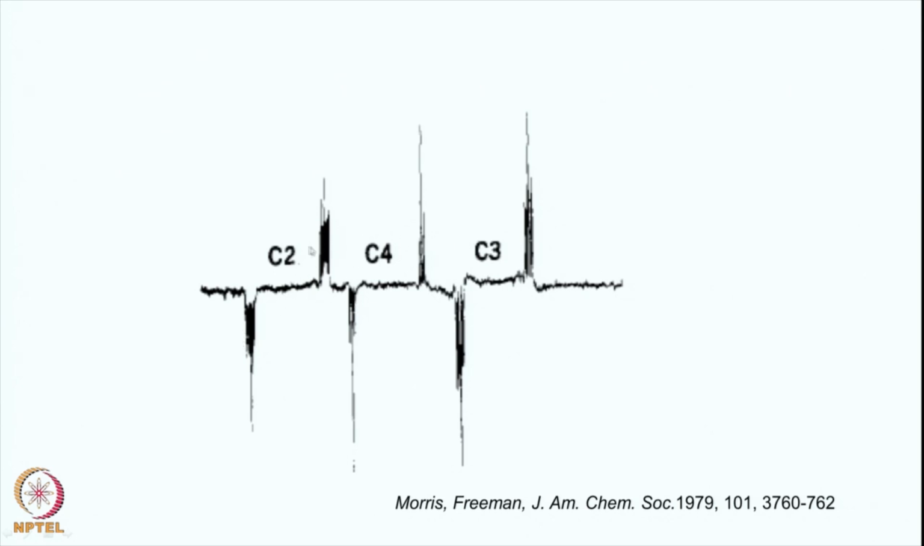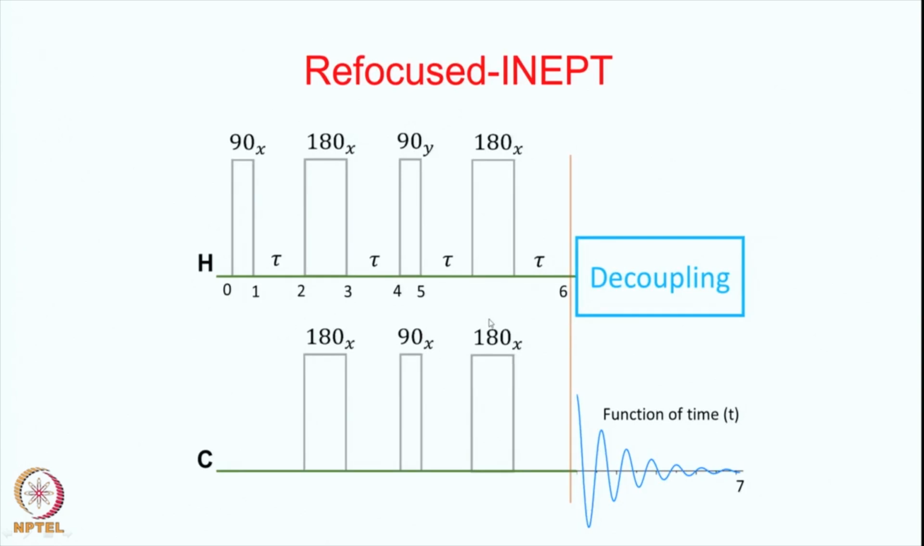So there are 3 carbons, C2, C4, C3, and they are coupled to each other, and that results in this kind of a fine structure here, and you have antiphase doublets for each of the carbons. Now, this antiphase nature is often a disturbance, and if there are 2 antiphase doublets which are close by, then they may lead to cancellations, and we do not want that to happen. So we need to do something further to improve upon this. Therefore what we do is what we call the refocused INEPT.